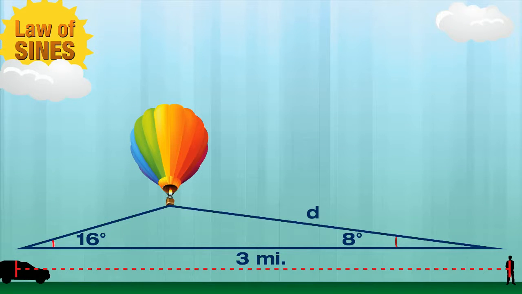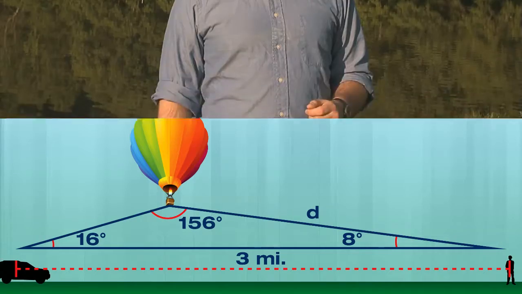Okay, by subtracting the measures of the two angles from 180 degrees, we can find the last angle is 156 degrees. So, we know all three angles but only one side length. Is this enough information to figure out the distance between the balloon and Kyle? To answer that, we need to ask, what's the relationship between the lengths of the sides of our triangle and the measures of its angles?